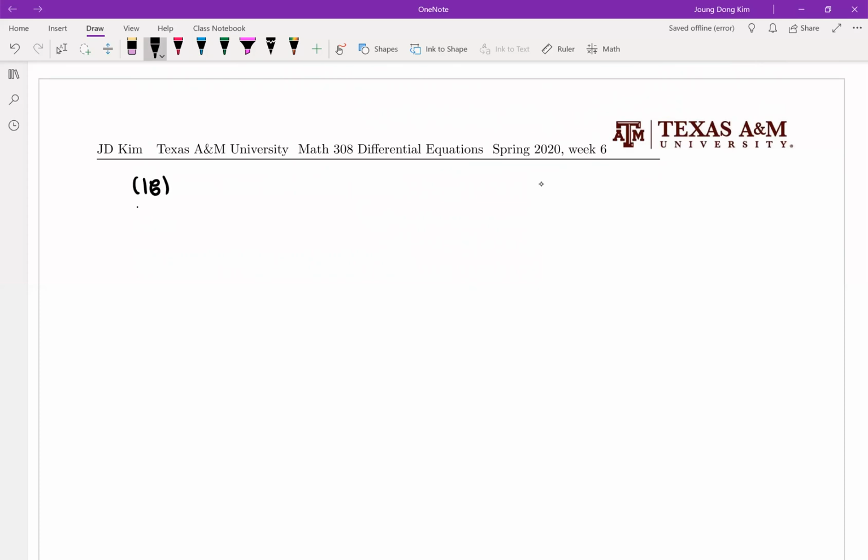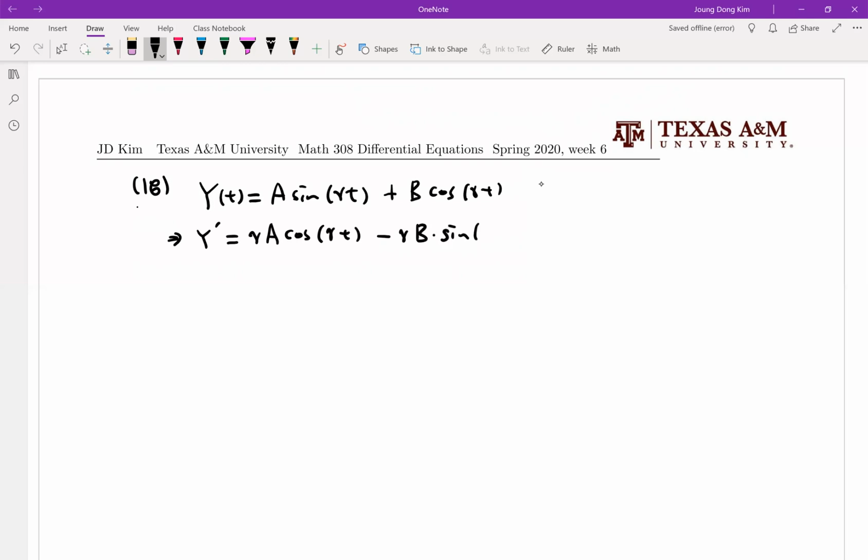We find the form of the particular solution is this way, right? y is equal to A sine gamma t plus B cosine gamma t. As I explained, we're going to find y prime and y double prime, and we're going to plug it back into the differential equation. y prime is equal to gamma A cosine gamma t minus gamma B sine gamma t.